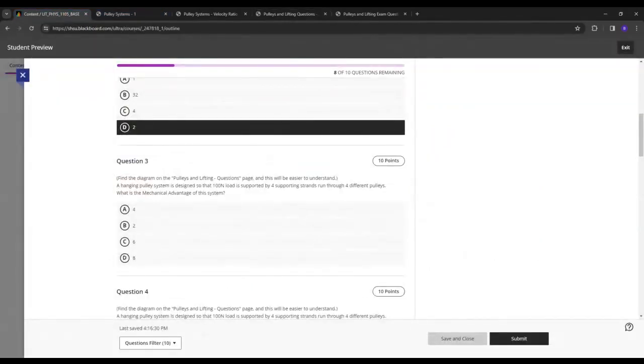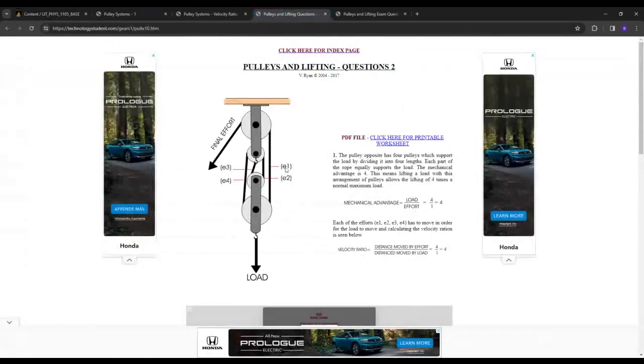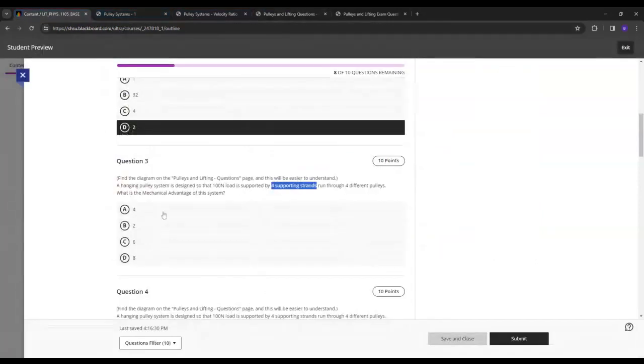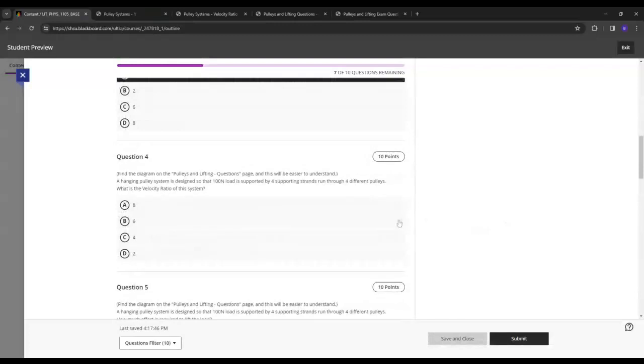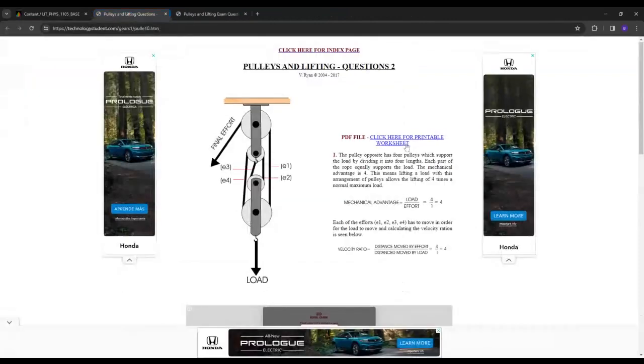So if we look, if there are four supporting strands, and these are counted out E1, E2, E3, E4 for effort 1, effort 2, and so on, then right here, you can lift 4 times the normal load. There are 4 efforts. The velocity ratio, mechanical advantage are both 4. They're going to be the same number. Okay, so same one. If I have 100 newtons supported by 4 strands, then that means I've got 4 times the help for whatever I put in.